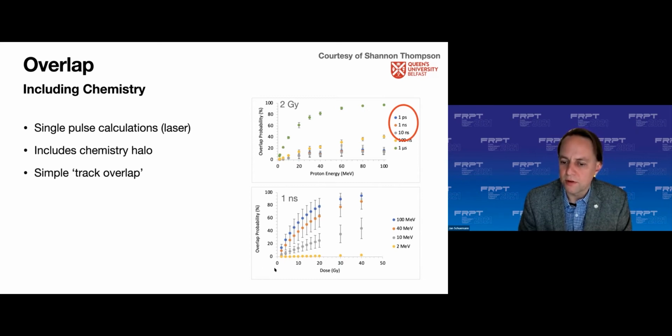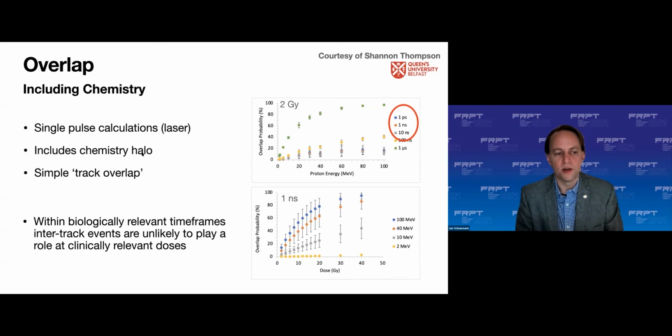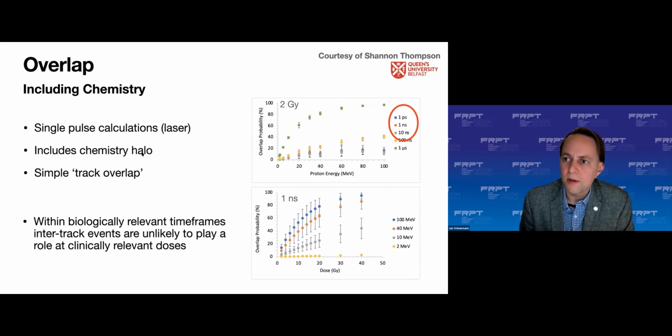This is, of course, for 2 gray. If you increase those, this probability greatly increases. So at 10 gray, depending on your LET, you are somewhere between maybe less than 5 to 50% chance of overlap within this chemistry core, and then increasing from there on. But within biological timeframes, these intertrack events are unlikely to play really a significant role in clinical outcome, especially if you consider that this is simulations for a single pulse irradiation, and most FLASH simulations actually take some time.